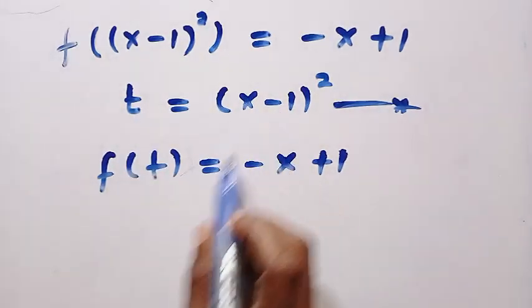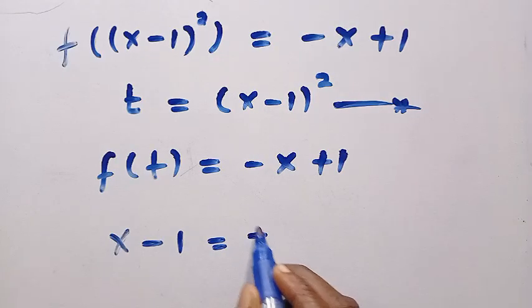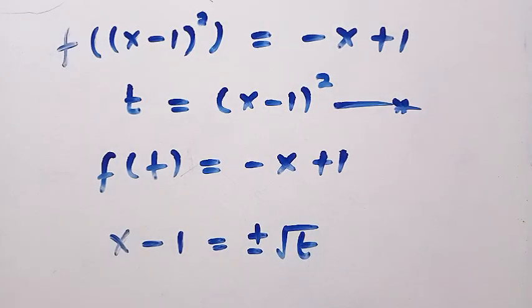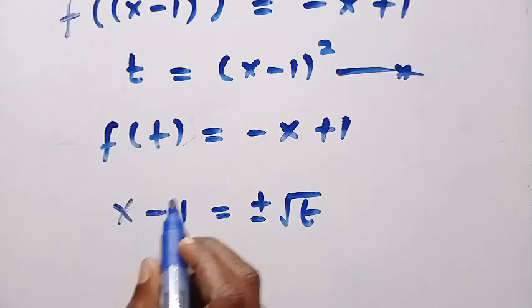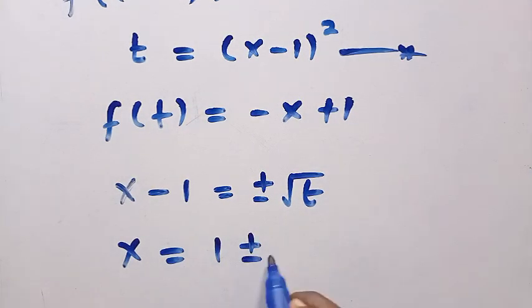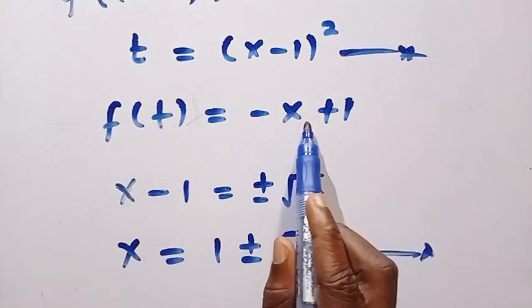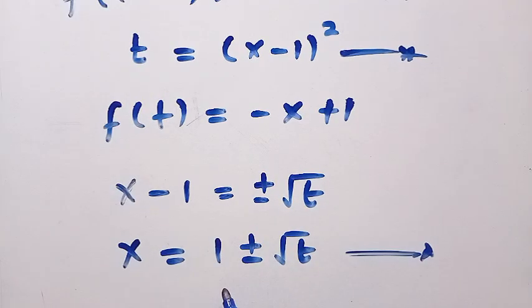Then let's try to make it. So here we are going to have x minus 1 equals plus or minus the square root of t. And we take this minus 1 to this side. So we have x equals 1 plus or minus the square root of t. After getting this, we are going to substitute back into f of t equals minus x plus 1. But we go for when x equals 1 plus root t and when x equals 1 minus root t.